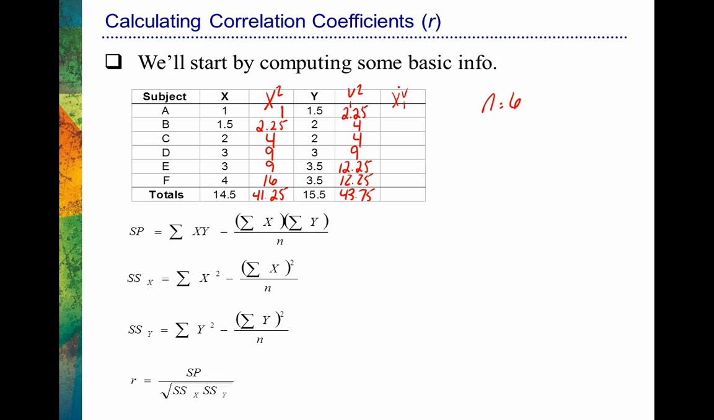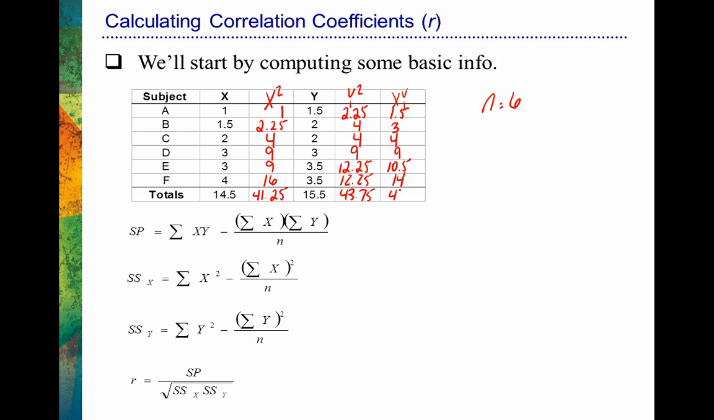Next thing we need here, we need xy. That means x's times their corresponding y's. 1 times 1.5 equals 1.5. 1.5 times 2 equals 3. 2 times 2 equals 4. 3 times 3 equals 9. 3 times 3.5 equals 10.5. And 4 times 3.5 equals 14. If we add all these up, we will find a sum of 42.